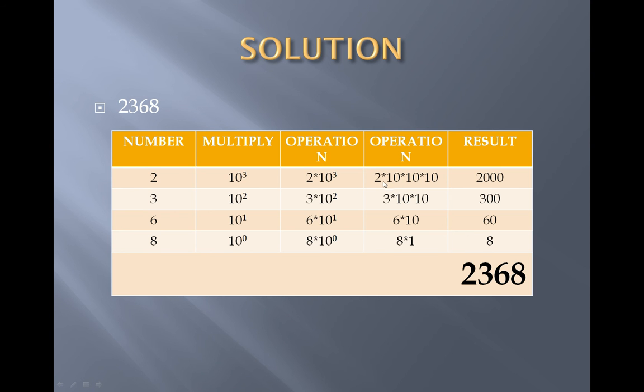Now, once we do all the math here, it's 2 times 10 times 10 times 10, which is equal to 2,000. 3 times 10 times 10, which is equal to 300. 6 times 10, which is equal to 60. And 8 times 1, which is equal to 8. So I wind up with the answer 2,368. If you didn't get this solution, look at your answer, compare it to the solution on the screen, see where you went wrong, maybe you miscalculated somewhere, and learn from that experience.